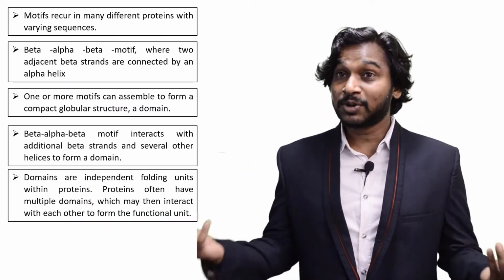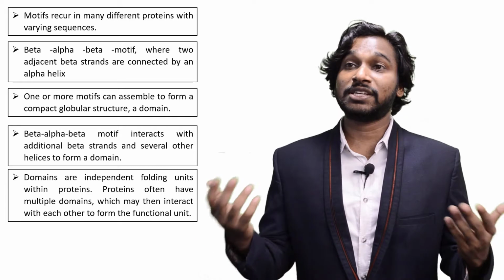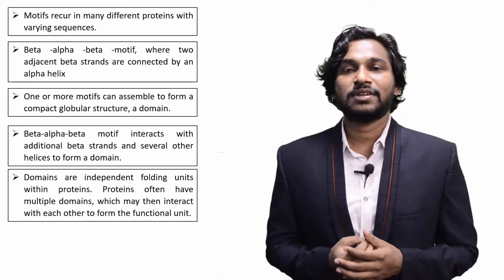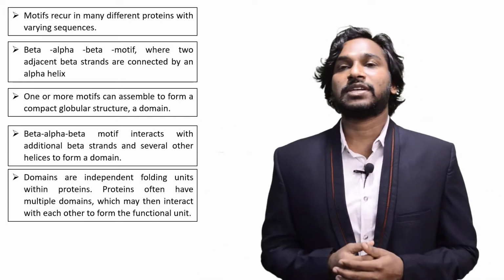Proteins often have multiple domains. These may interact with each other to form a functional unit. You can see in this example of the protein, the domain seen in yellow interacting with a second domain which features a Rossmann fold.